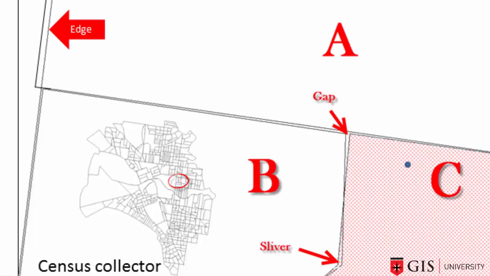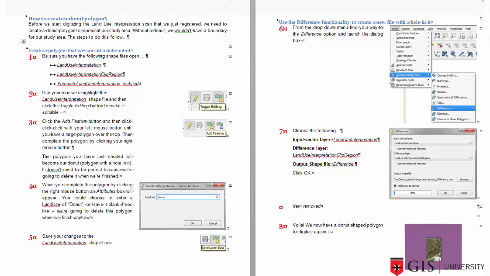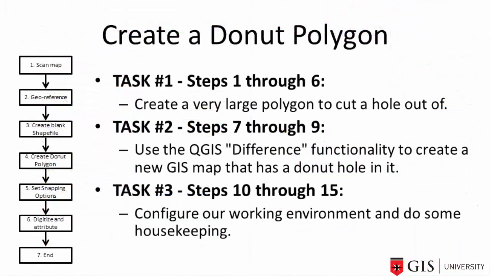Let's create a doughnut polygon for our digitizing exercise. We'll follow the numbered items in the texts, but simplistically, there are three main tasks. Task 1 is steps 1 through 6. That's where we create a really large polygon that we can cut a hole out of. Task 2, which is steps 7 through 9, is where we use the QGIS difference functionality to create a new GIS map that has a doughnut hole in it. Now, the hole will represent our field area. Task 3 is steps 10 through 15. Basically, we configure our working environment and we do a bit of housekeeping.